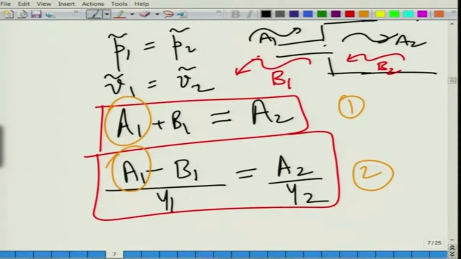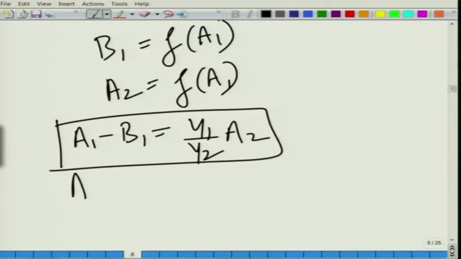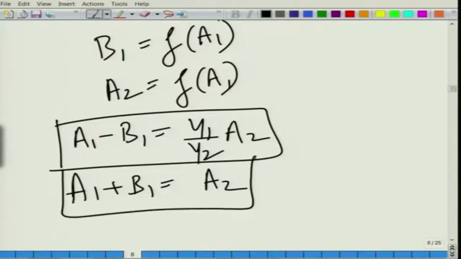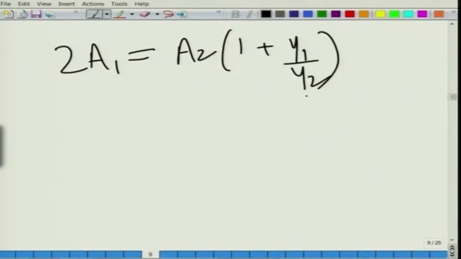We first multiply equation 2 throughout by y1. So A1 minus B1 becomes y1 by y2 into A2. This is what we get, and A1 plus B1 is equal to A2. Now if you simply add these two, what are we going to get? 2A1 is equal to A2 times (1 plus y1 by y2).